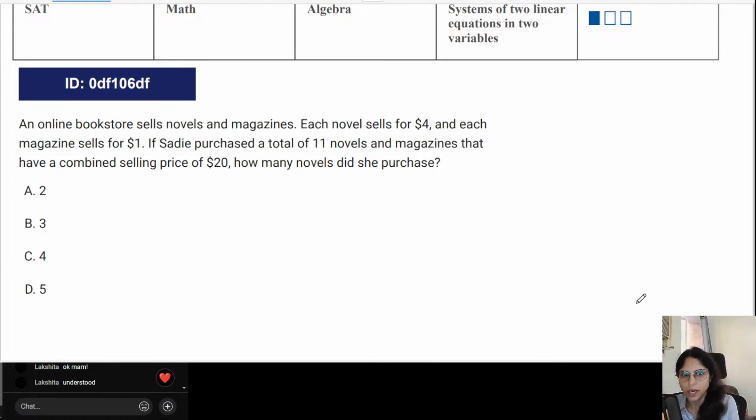Okay. Each novel sells for $4. Each means one novel is for $4. Each magazine sells for $1. Purchase a total of 11 novels and magazines that have a combined selling price of $20. So how many novels did she purchase?